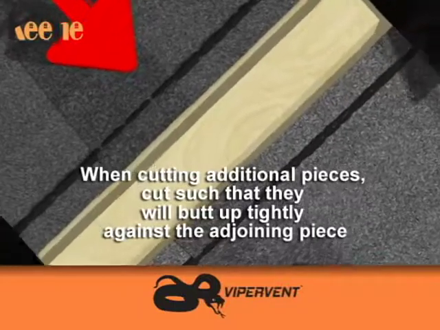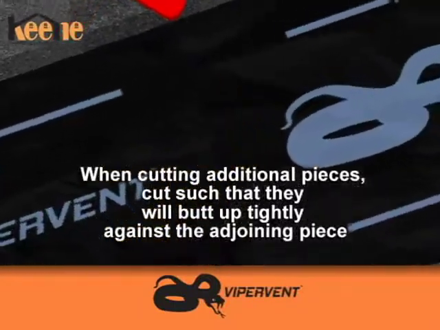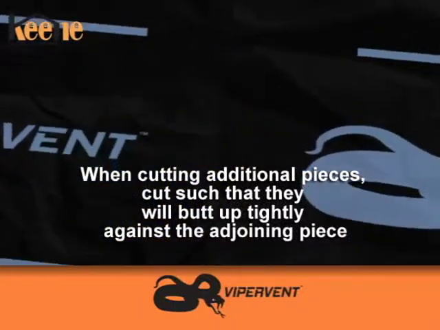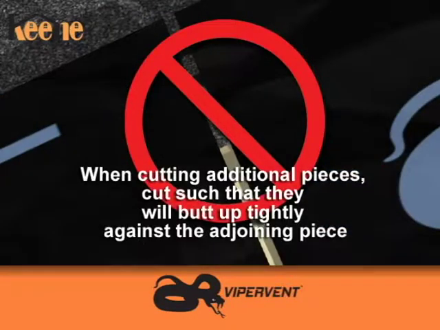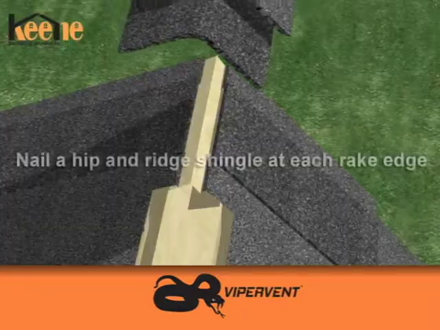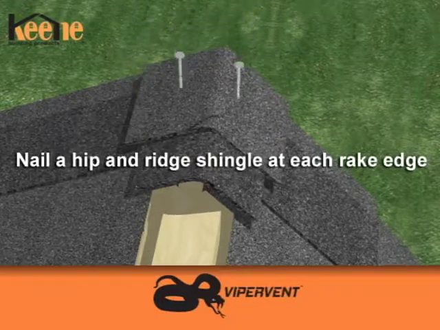When cutting additional pieces, cut such that they will butt up tightly against the adjoining piece. Care must be taken so that no gaps in the ViperVent are present. Nail a hip and ridge shingle at each rake edge.